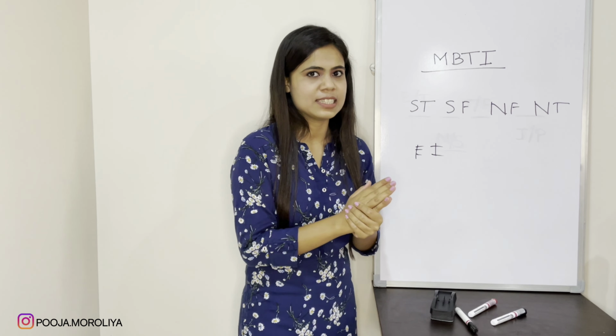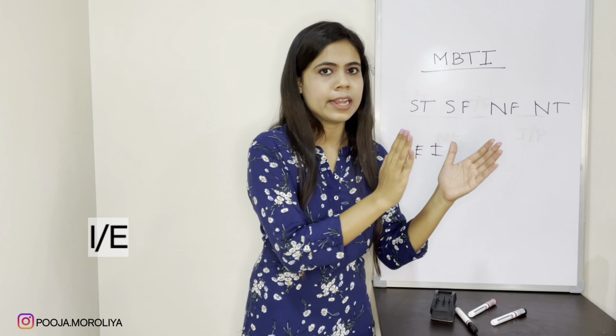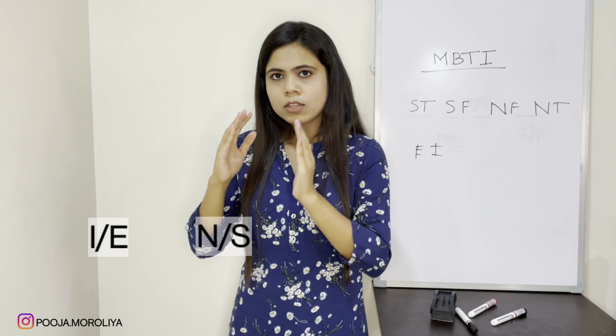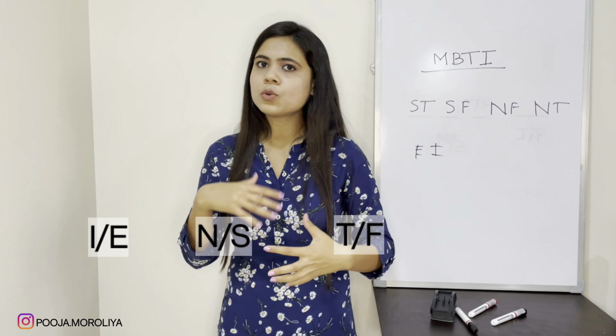Now what is J or P? So just to recap on this, first letter is I or E, introvert or extrovert. Second is our N or S, sensory and intuition. So how do you perceive information in this world? Third letter is thinking or feeling, means how do you make decisions based on perceived information. And the last letter is J or P, judging or perceiving.